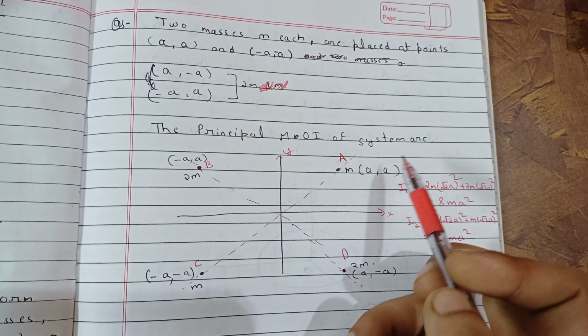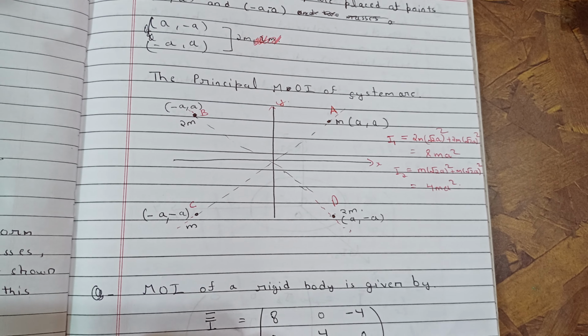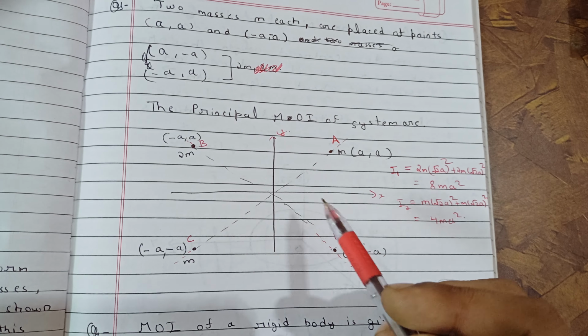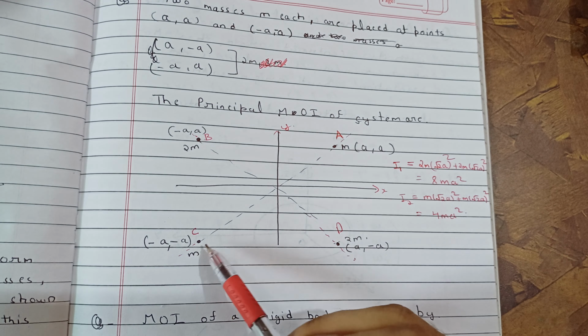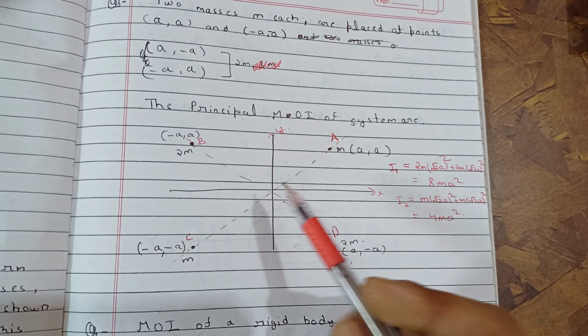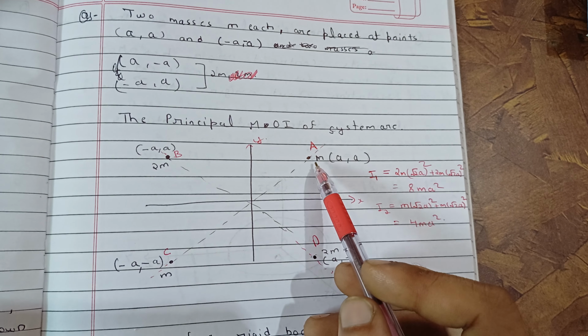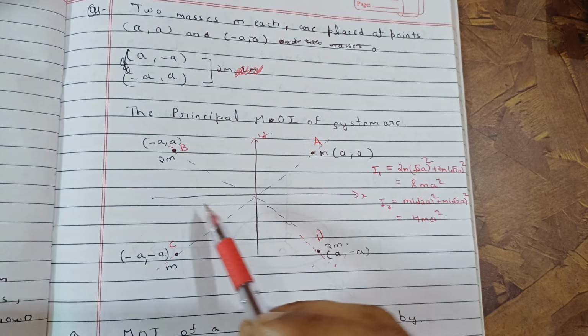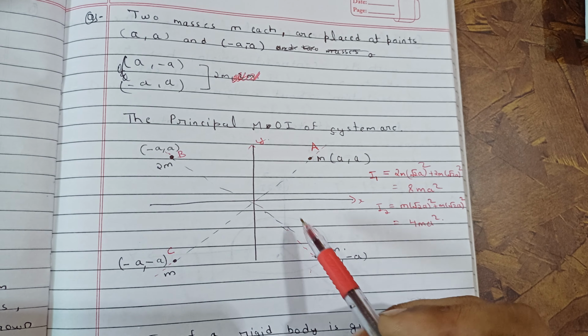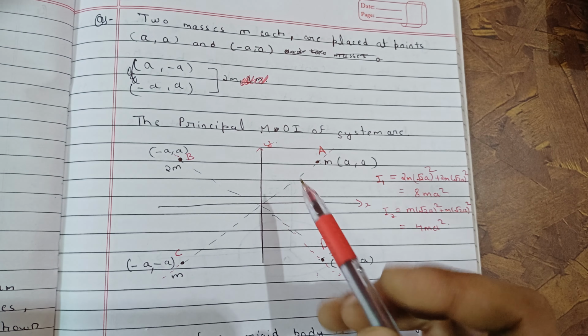The question asks for the principal moments of inertia of the system. So we need to find the principal moment of inertia. How can you find the principal axis? First check for the x. Here is m and 2m, and here is 2m. So this is not distributed symmetrically around the x or the y, but we can see other axes.